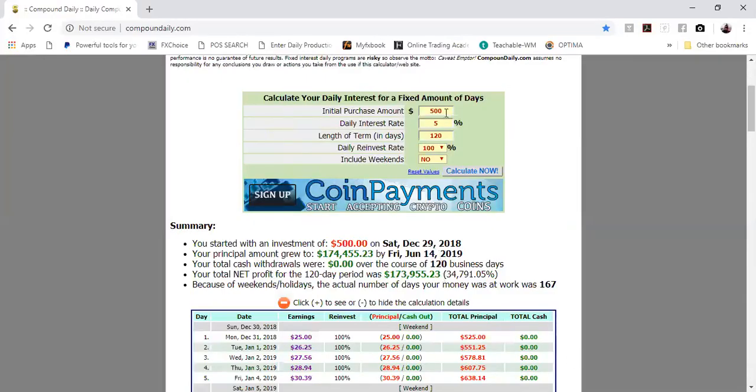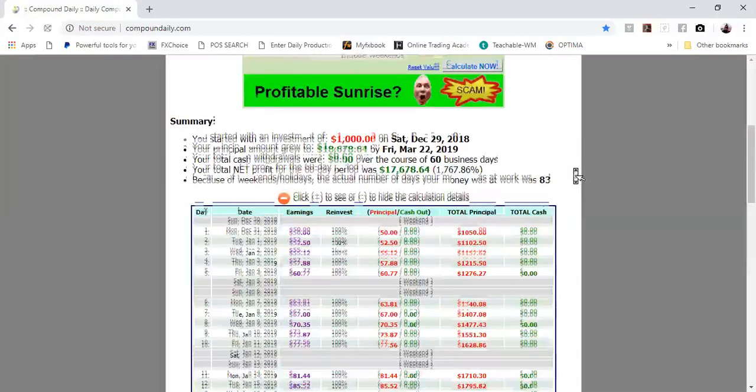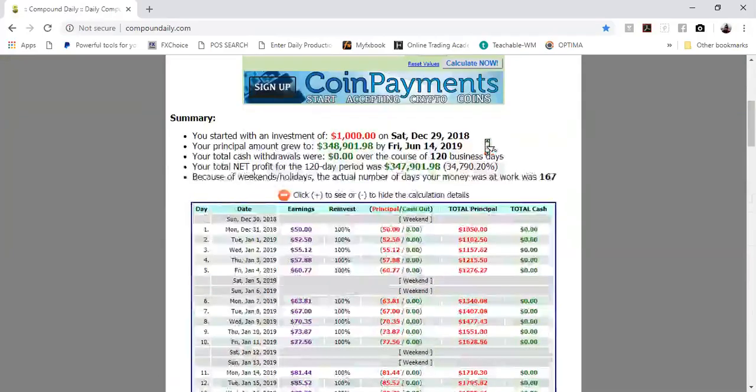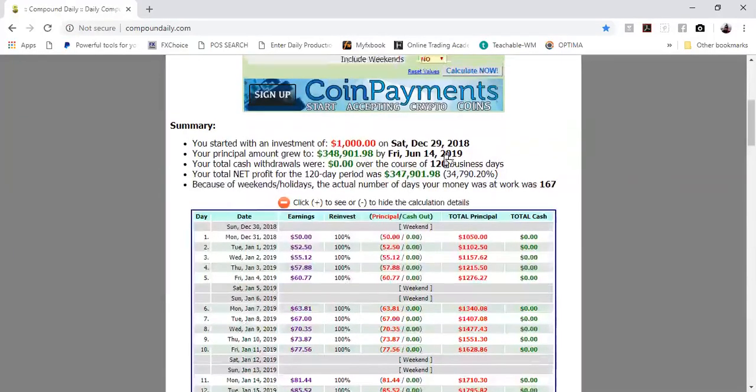Okay. 6 months. Now let's say you have a little bit more to play with, right? $1,000 account, but because you want to make it a little bit of a shorter time, right? 60 days, which is 3 months, you're gonna be at 18.6K. But if you have the patience, look what's gonna happen. It's ridiculous. 348.9K in your account. You do 6 months.